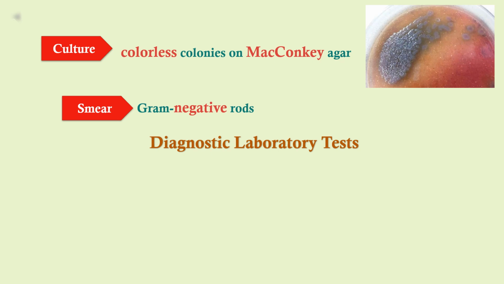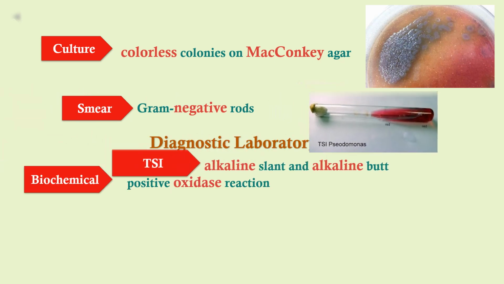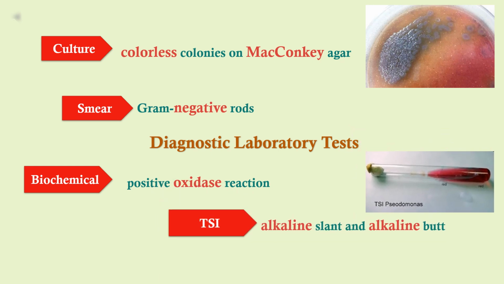About the TSI test, in TSI, Pseudomonas produces a red color both on the slant and on the butt of the tube. This result indicates that the bacterium does not ferment any sugars. This makes it easy to distinguish Pseudomonas from members of the Enterobacteriaceae family using a simple test, because Enterobacteriaceae typically ferment sugars at least on the slant portion of the tube. And about odor, colonies of Pseudomonas aeruginosa often have a grape-like odor.